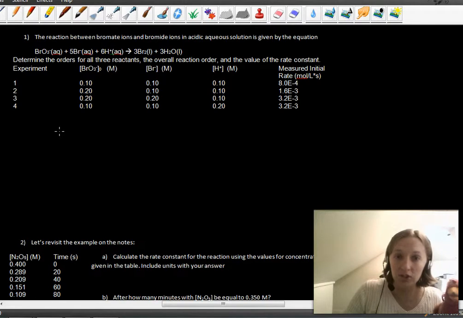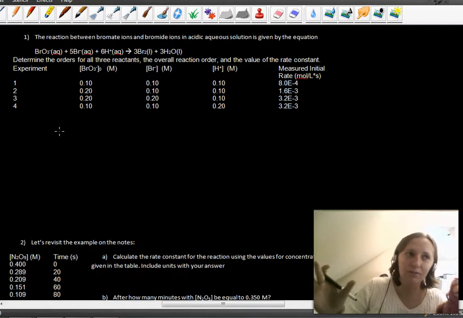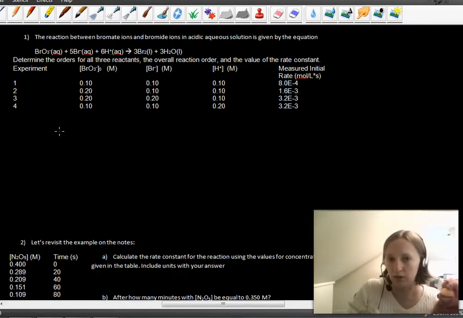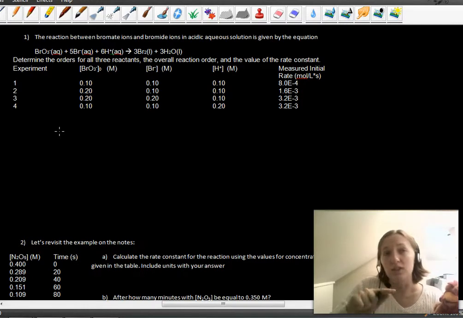The reason that it's initial, remember, is because if you let it run for too long, it's going to start reaching equilibrium and reacting backwards and forwards, which means that your measurement of a forwards rate is going to get sort of screwy.